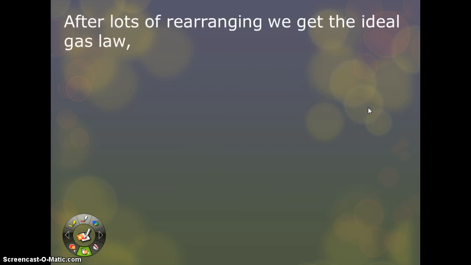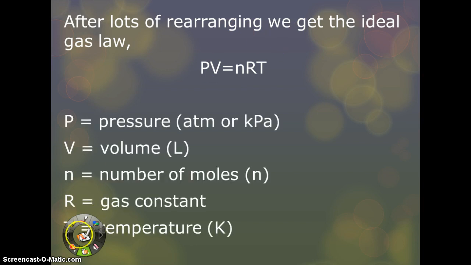After lots of rearranging, we come up with our ideal gas law: PV equals nRT. This is the one you're going to have to use on problems, where P is your pressure, either in atmosphere or kilopascal. V is volume, which should be in liters. N is your number of moles. R is your gas constant. And T is your temperature, which needs to be in Kelvin.